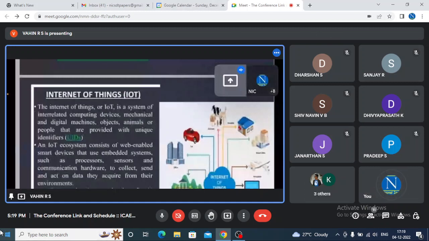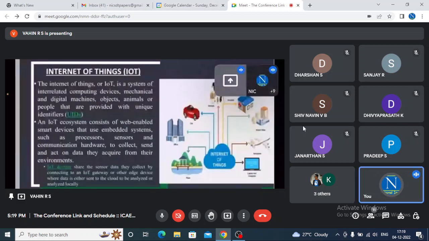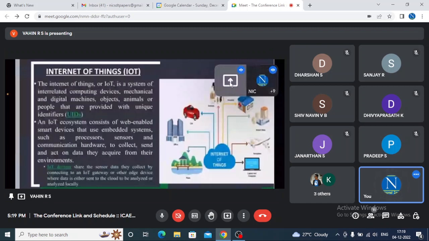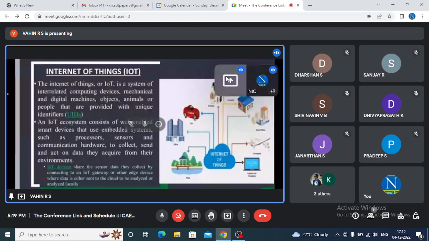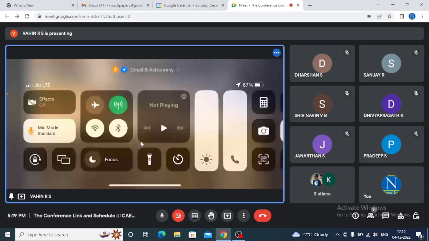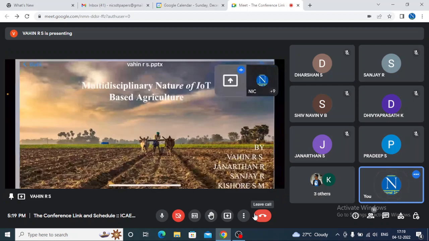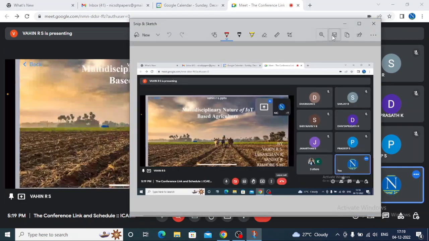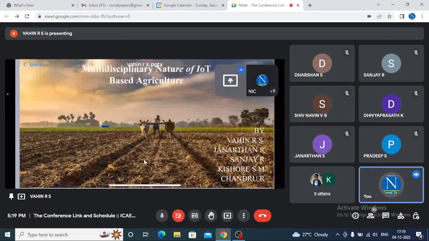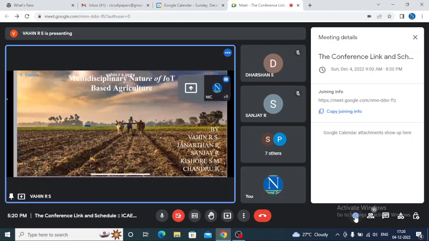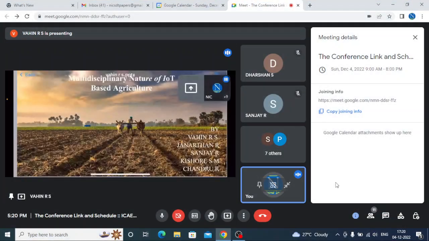Vahin, go to the first slide. Yes, sir. Go to the first slide, please. Is it visible, sir? Yes, it is visible. Go to the first slide. Okay, sir. The first slide is the multidisciplinary nature of IoT based agriculture. Please wait. Okay, sir. Have you added your paper ID? Paper ID 46, sir.